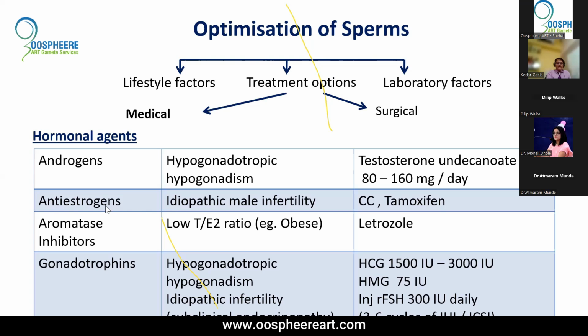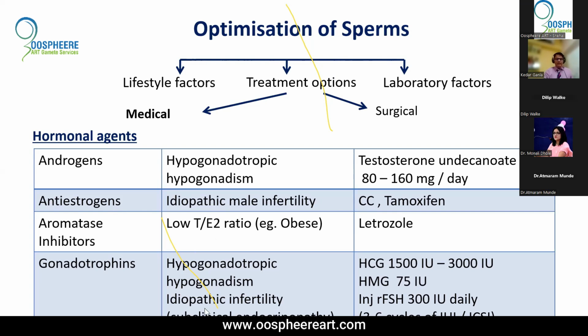Now, treatment options. Now, androgen, forget anti-estrogen. Idiopathic male infertility. Anybody who has a sperm count between 5 and 15 million, FSH being normal, you treat them with clomiphene or tamoxifen. Clomiphene 50 to 100, tamoxifen 20 to 140. Aromatase inhibitor when there is obesity, because of peripheral aromatization, estrogen becomes more, testosterone becomes low. Letrozole helps in improving the sperm count by decreasing the estrogen and increasing the FSH.